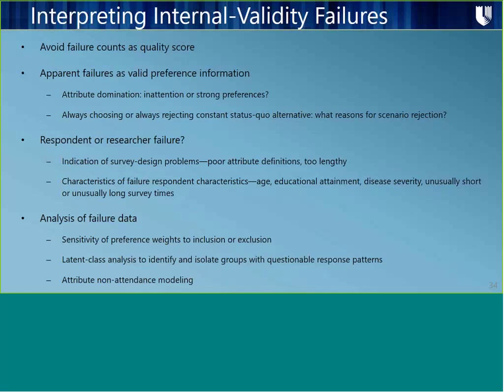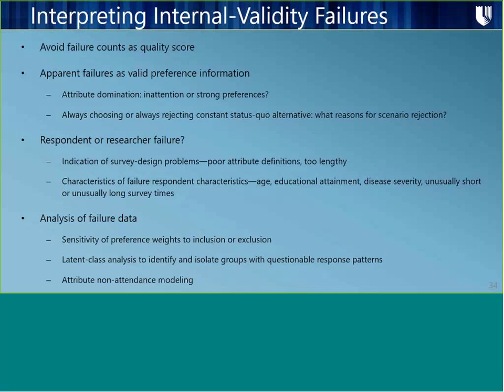Another form that domination can take, this is the straight lining thing, is if respondents are always choosing or always rejecting a constant status quo alternative, there may be some interesting reasons for why they're doing that. In a recent study of ours, we found that respondents who were evaluating a chronic fatal disease had a larger propensity to pick the active intervention as opposed to just avoiding any risks by staying with the status quo.